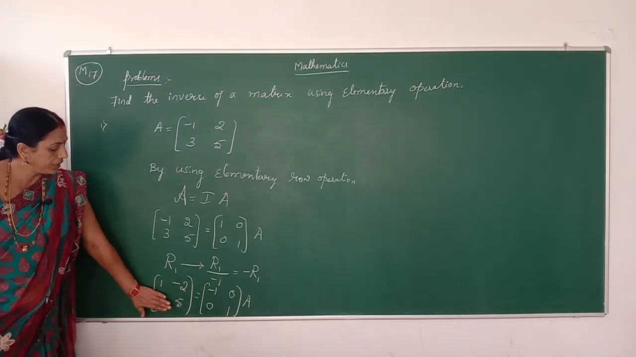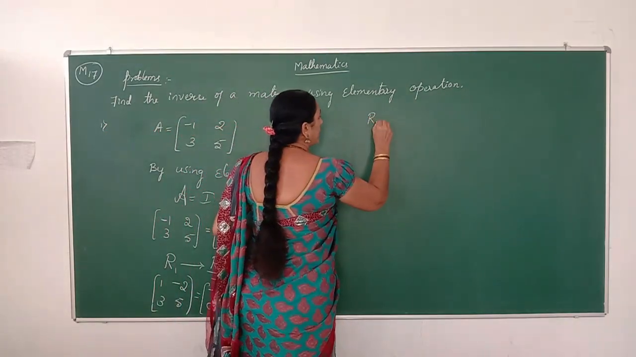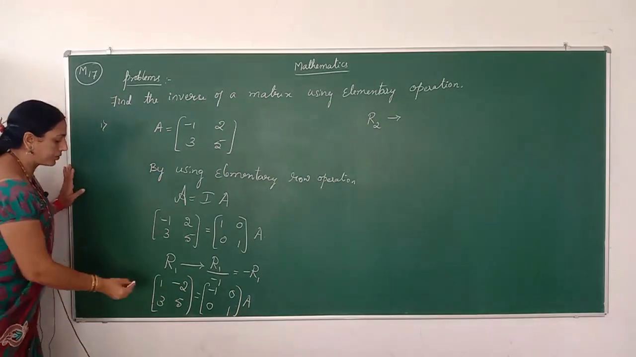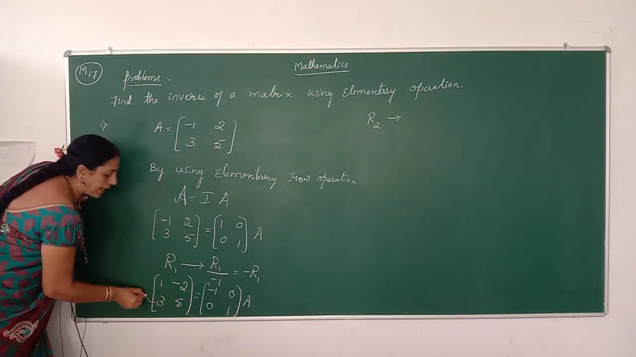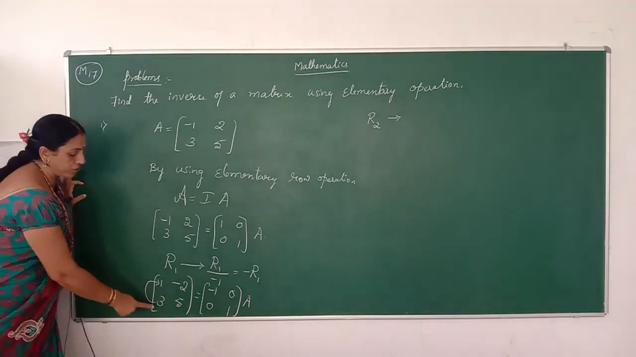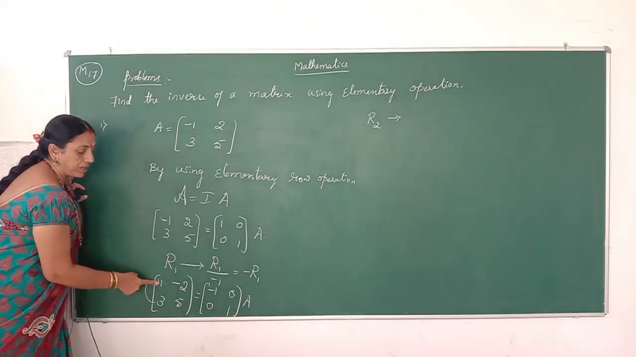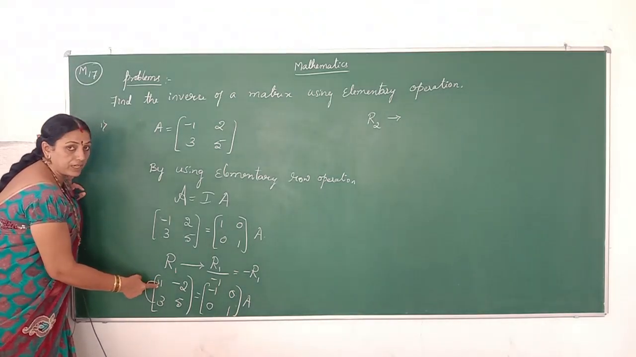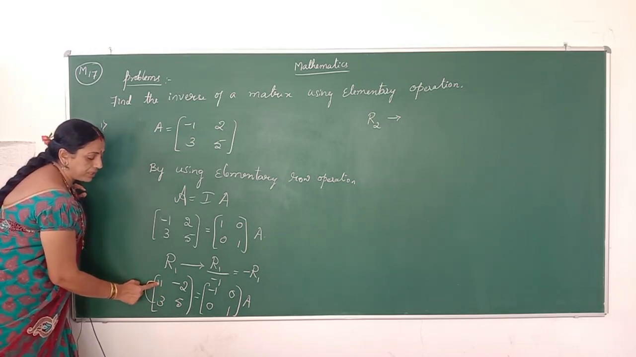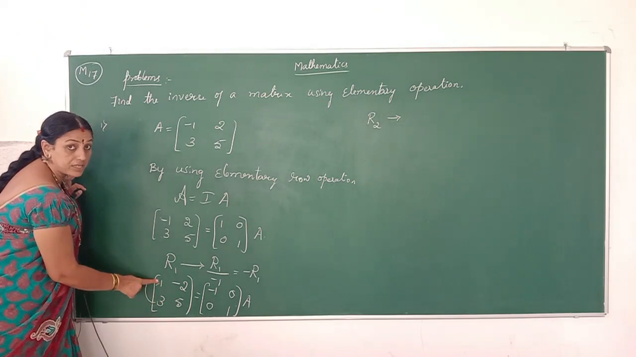Then the second place is 3, so 3 can be reduced to 0. Now we change R2. We need to see what changes to make: if we add or subtract the corresponding element of the first row, check whether it becomes 0 or not. If we do 3 minus 1 or 3 plus 1, it is not equal to 0. Suppose this element were 3, then 3 minus 3 would be 0.